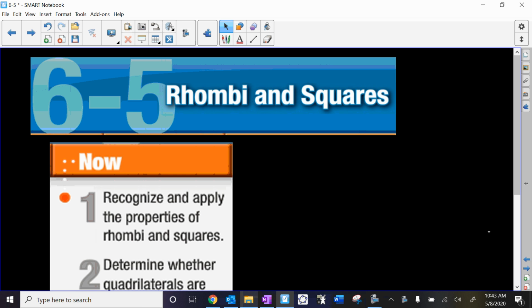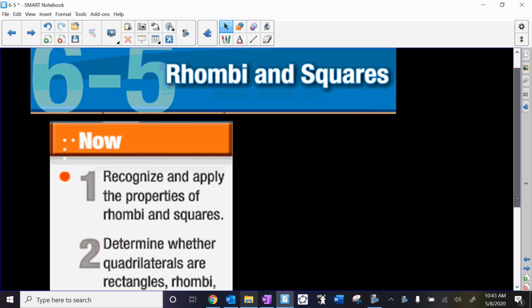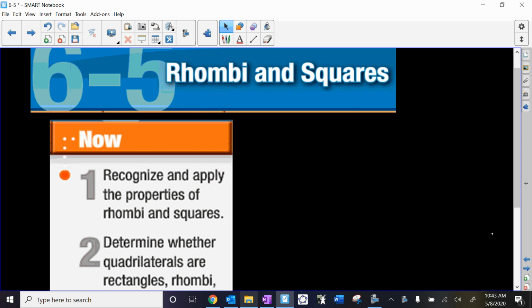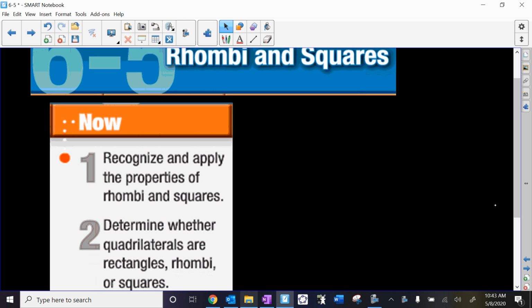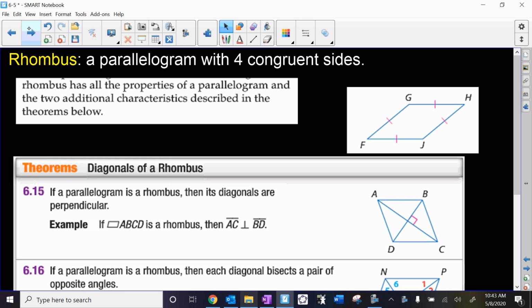In section 5, we're going to look at both a rhombus and a square. So we're going to look at recognizing and applying properties of a rhombus and a square, and then we'll determine whether quadrilaterals are rectangles, rhombus, or a square on a coordinate plane. So what is a rhombus?